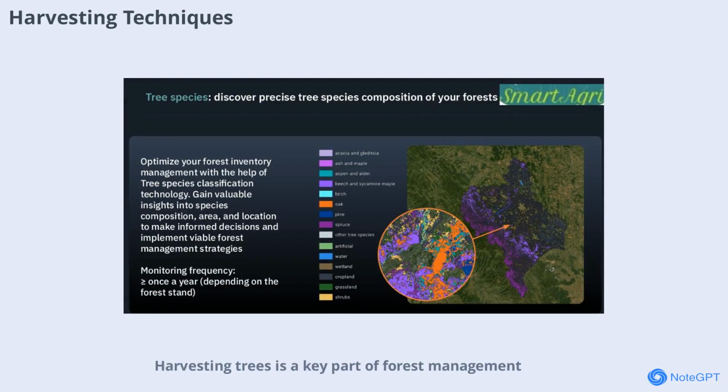Harvesting trees is a key part of forest management, but it must be done responsibly. Techniques like selective cutting, shelterwood, and clear cutting each have different impacts on the ecosystem. Selective cutting removes only certain trees, preserving forest structure and diversity. Shelterwood leaves some trees standing to provide shade and seed sources. Clear cutting is used in specific situations but requires careful planning to minimize damage. Responsible harvesting ensures forests can regenerate and continue providing resources.